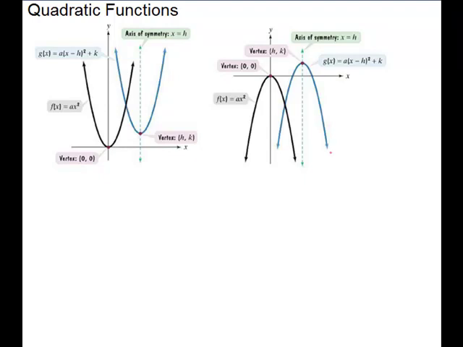This one is just slid over. It slid over and up, and its vertex is (h, k). So it slid over h and up k. Its axis of symmetry will be x equals h.